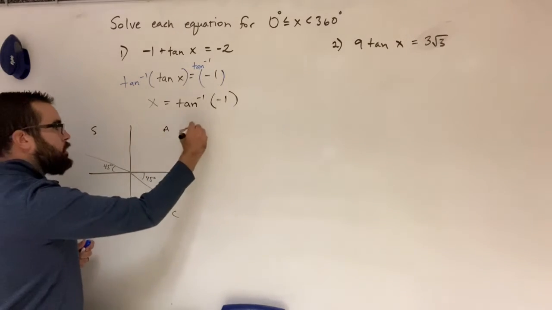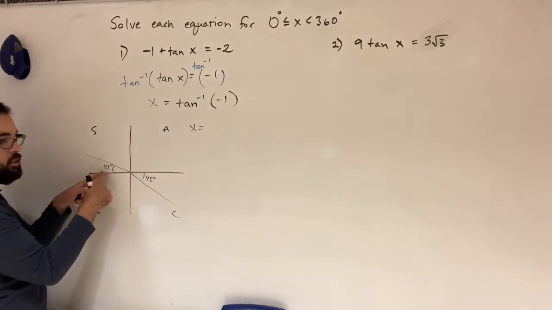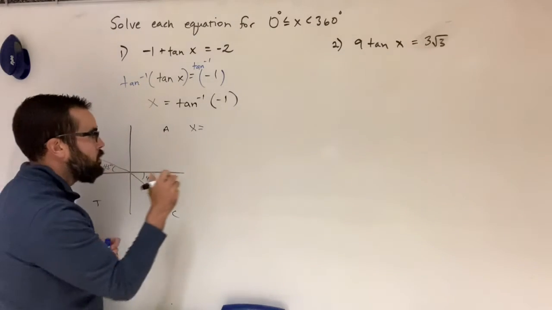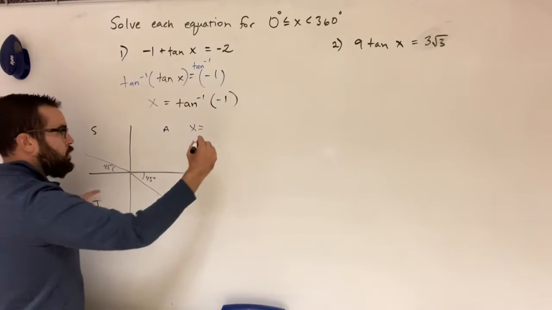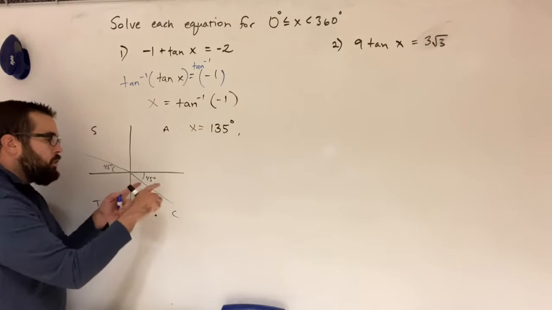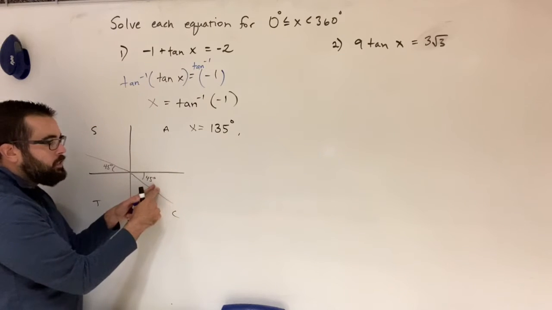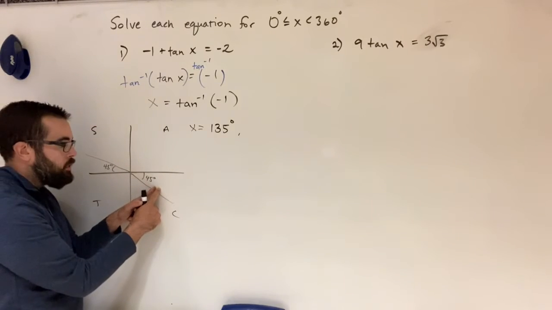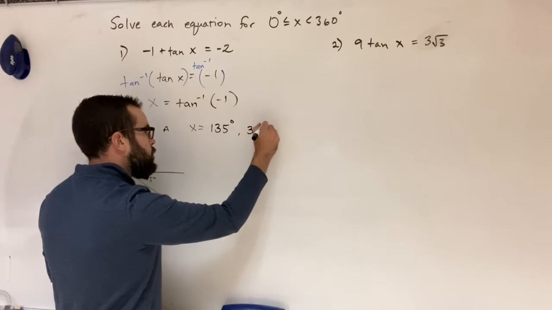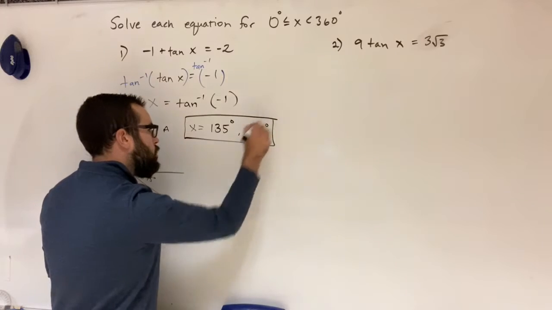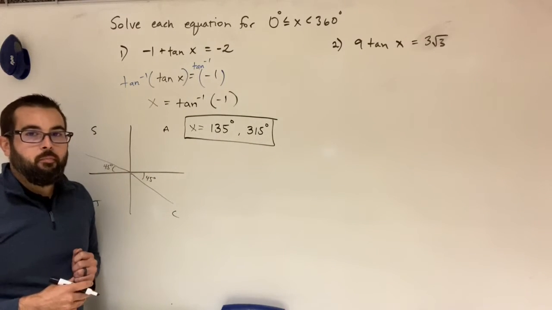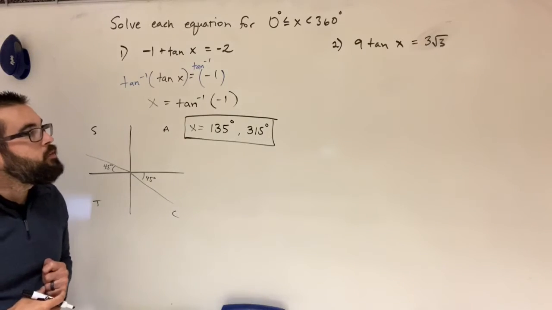So my answer is going to be, well, this is 45 degrees less than 180. So that is 135. And this is 45 degrees less than 360. So 360 minus 45 is 315. And there are my solutions for that equation. All right, moving on. Next one.